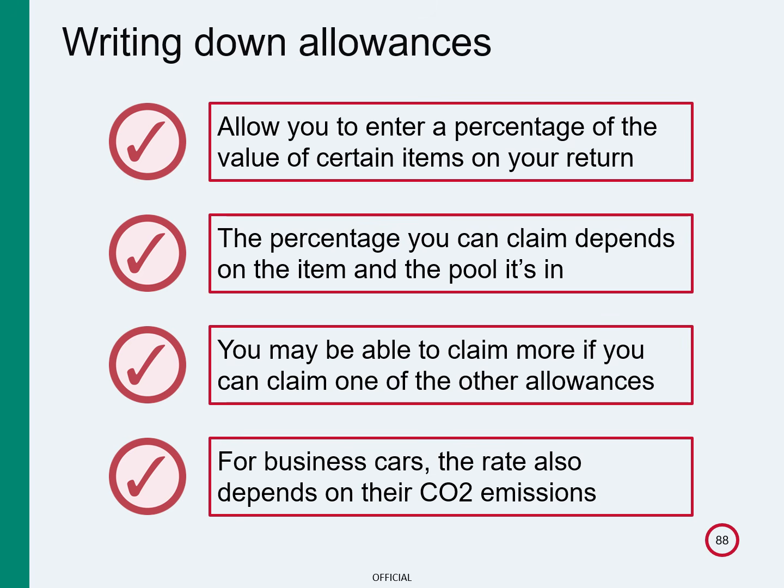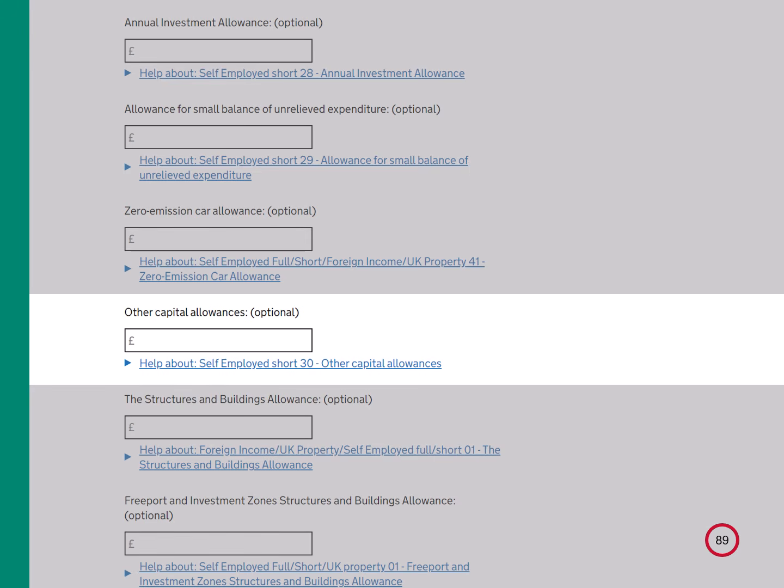You need to claim a writing down allowance for these. Writing down allowances let you enter a percentage of the value of certain items on your tax return. The percentage you can claim depends on the item and the pool they belong in. You may be able to claim more if you can use one of the other capital allowances. For example, annual investment allowance, 100% first year allowances, or temporary first year allowance. For business cars, the rate also depends on their CO2 emissions. Writing down allowances are entered in the other capital allowances box.